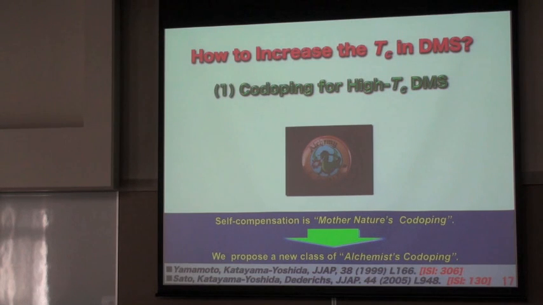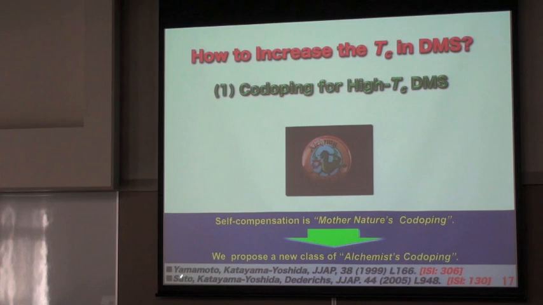Then in this case, we propose the co-doping method. If solubility is very small, you can always find self-compensation. This is Mother Nature's co-doping. If you dope manganese in gallium arsenide, it automatically creates the manganese interstitial donor. That is a double donor, which compensates the manganese substitutional single acceptor. Then we can introduce co-doping artificially. Then after the crystal growth, you can remove the co-dopant.